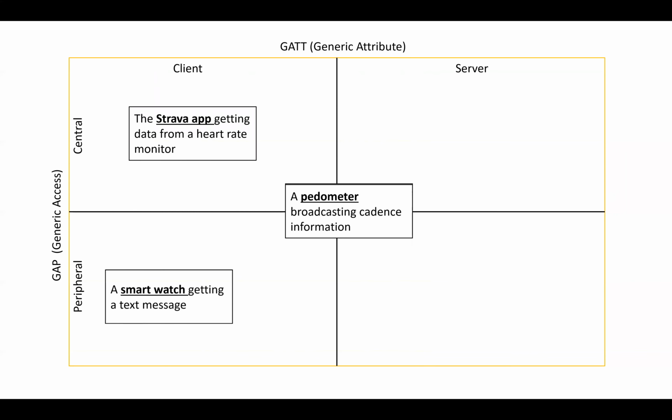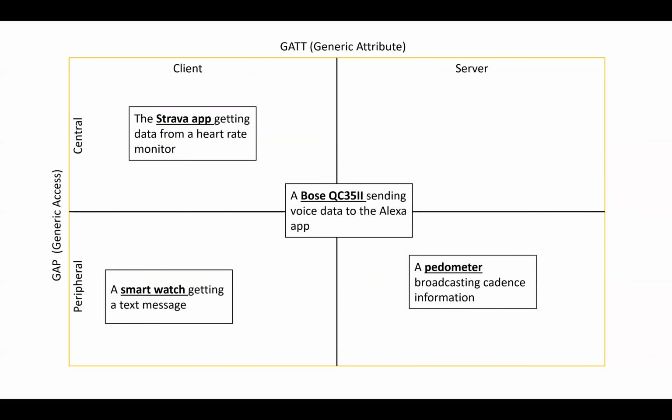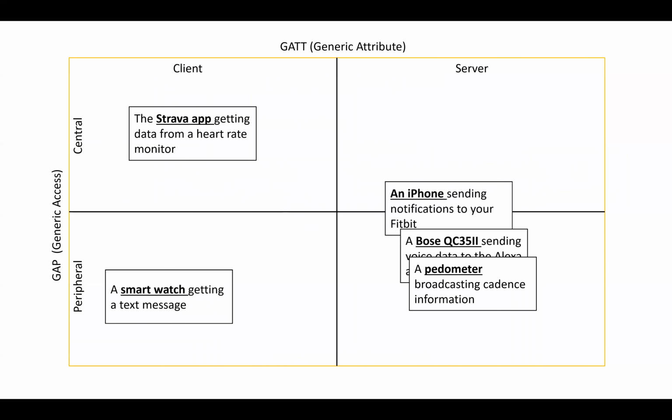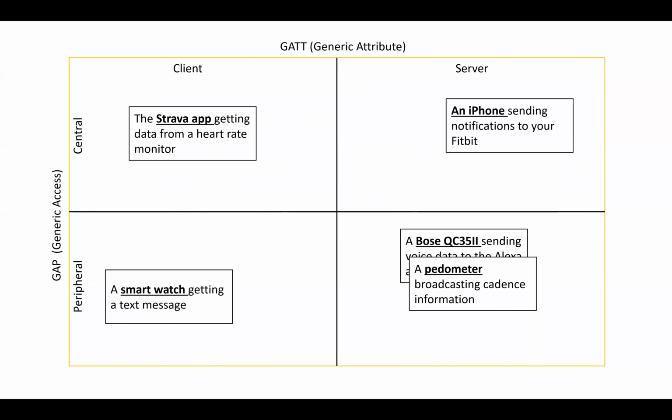Mm-hmm. A pedometer has the data, and is the one getting connected to, and then a pair of headphones sending some BLE data is also a server because it's got voice data, and then an iPhone sending text message notifications. That's the server. And you can see roughly along the diagonals, these are the devices that talk to each other, right? A central server talks to a peripheral client.